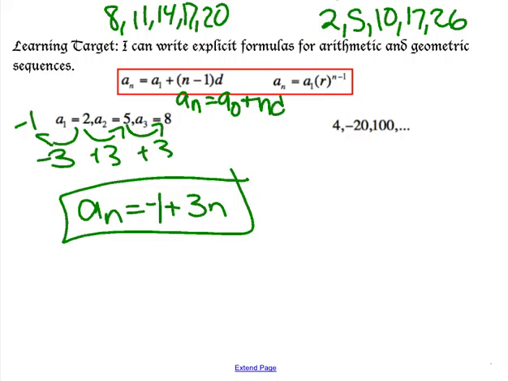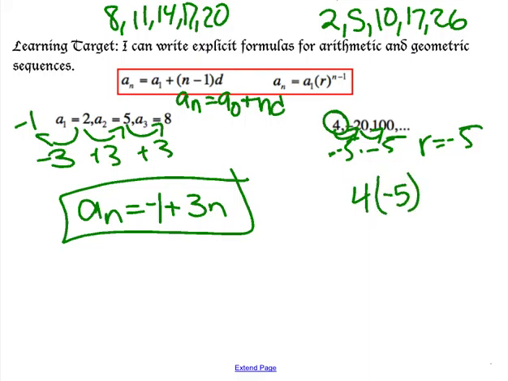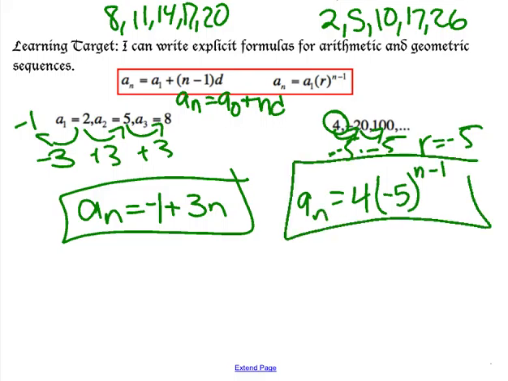Now to find a geometric sequence in explicit form, you need to find out what that common ratio is. What are you multiplying every single value by? So to get from 4 to -20, I multiply by a -5. To get from -20 to 100, I'm multiplying by a -5. So my common ratio, r, is -5. Explicit formulas for geometric sequences are very basic. It's your first term, which is 4, times your common ratio, which is -5, all to the n minus 1. And that is it. All the plugging and chugging.